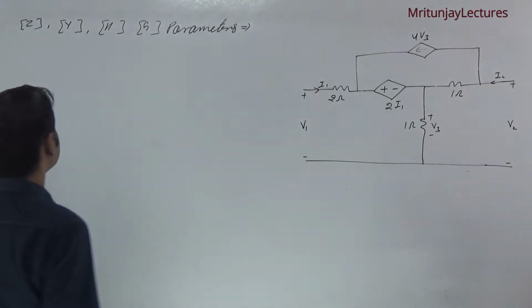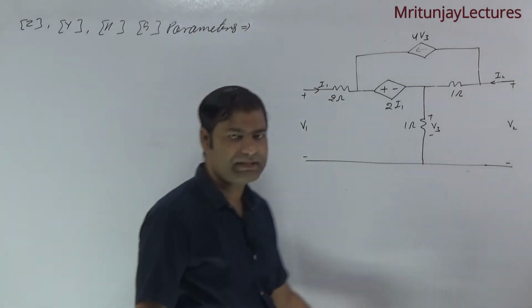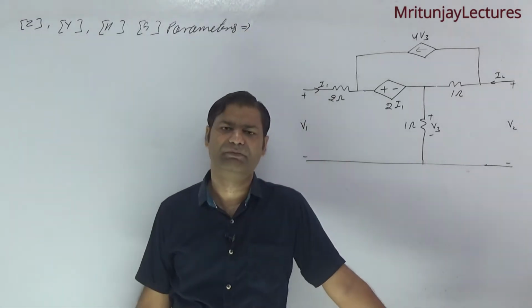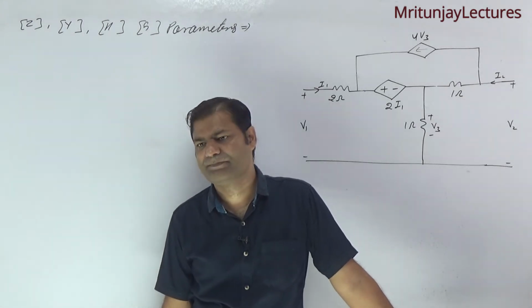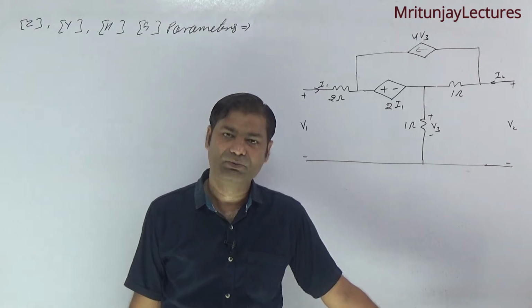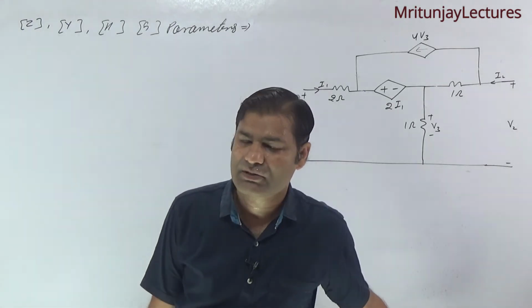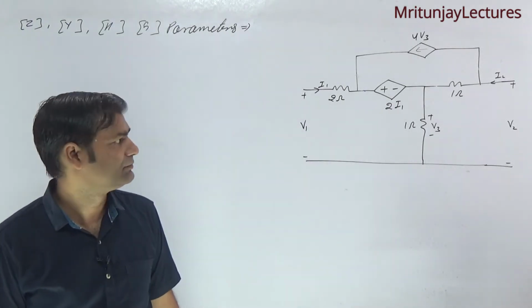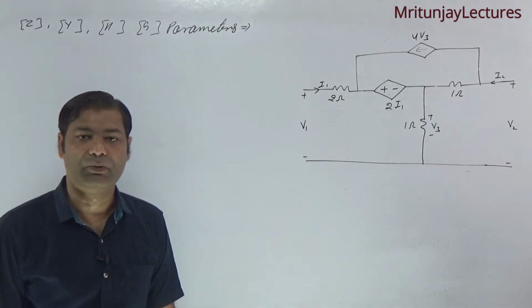Now our motto is to determine the Z, Y, G, H parameters. Z, Y, G, H parameters. Okay. How to determine? First of all, how can we tackle a two-port network type problem?